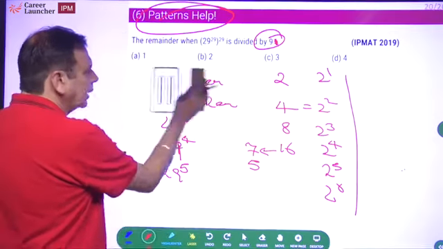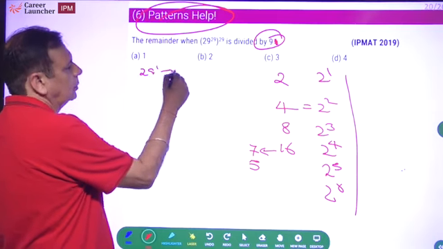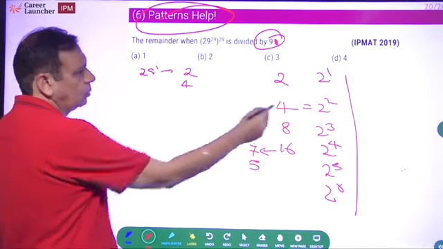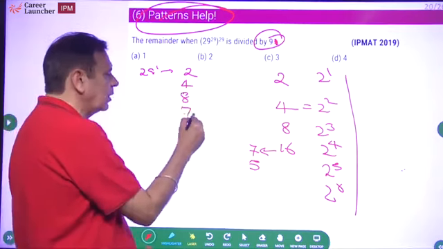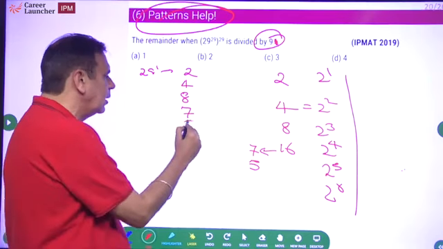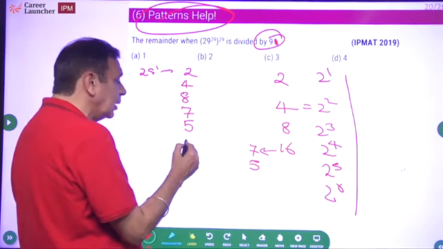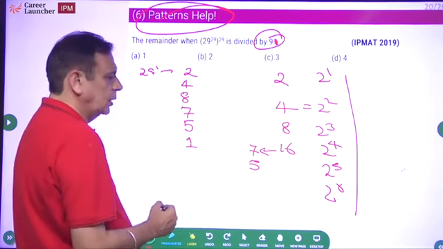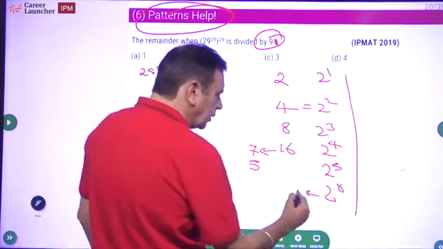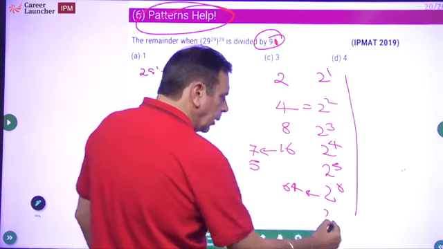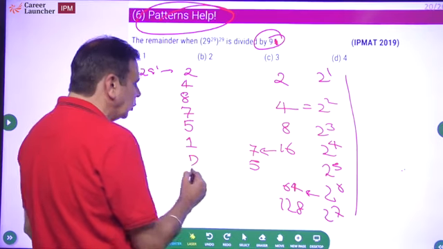Okay. So what is the pattern of the remainder? 29 to power 1 gives 2, then 2 square is 4, 2 cube is 8, 2 to power 4 is 16, 16 means 6 plus 1, 7. 2 to the power 5 is 32, which means 5. 2 to the power 6 is 64, which means 6 plus 4, 10, and 10 means 1. Okay. Next one will be 2 to the power 7. 2 to the power 7 will be 128. 8 plus 2 is 10, and 1 is 11, so 2.